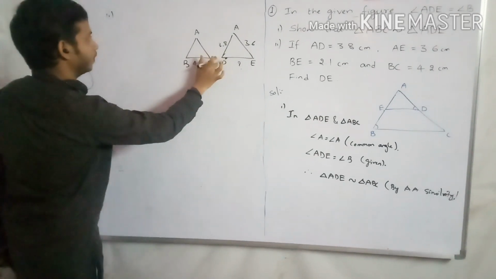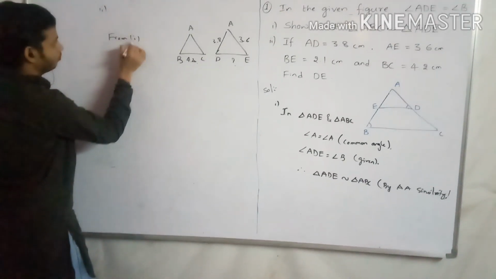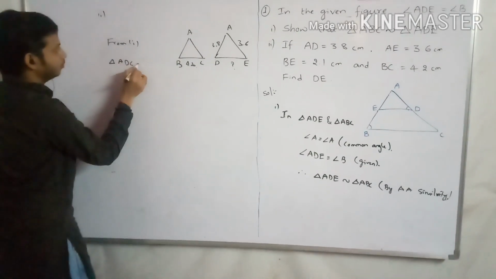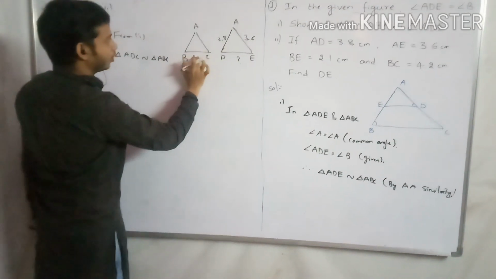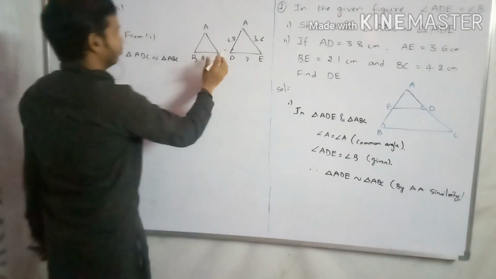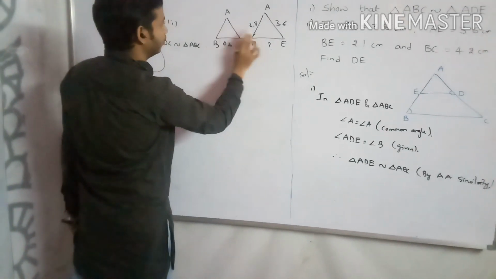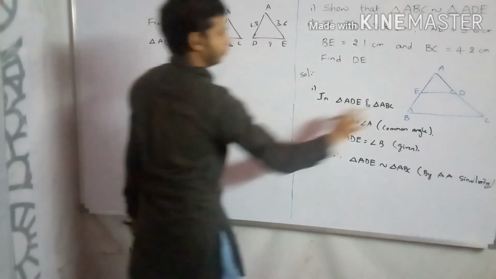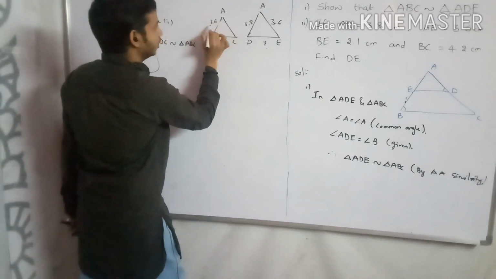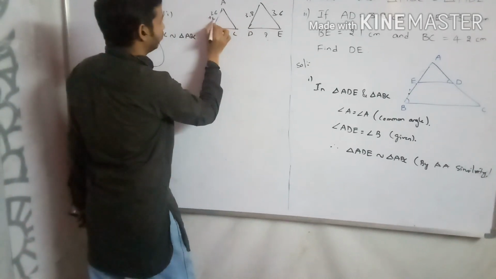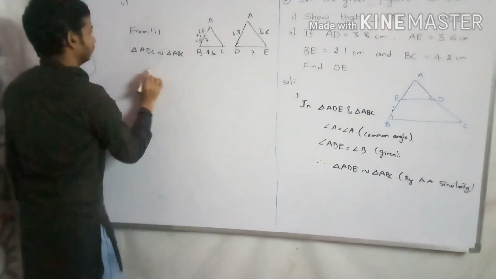From the first step we have obtained that triangle ADE is similar to triangle ABC. If two triangles are similar, then their corresponding sides are in the same ratio. That means AC by AE equals BC by DE, similarly AB by AD. Here AB value is AE plus BE, that is 3.6 plus 2.1, which equals 5.7. So AB value is equal to 5.7.